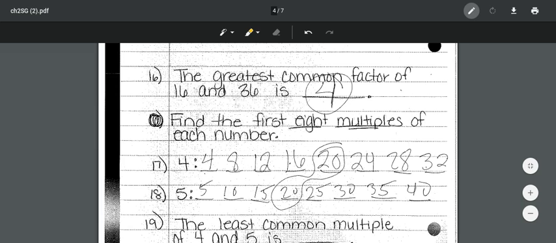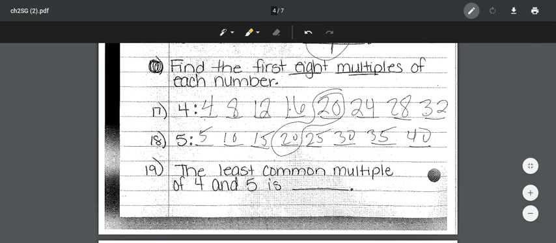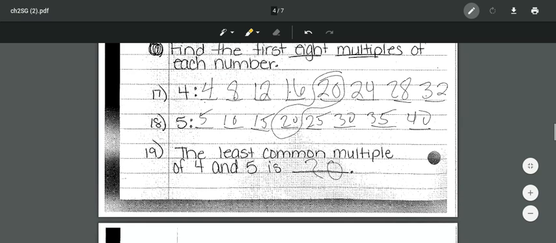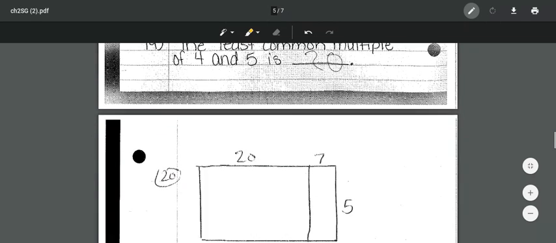Okay, and that's pretty much it. So what is the least common multiple or the lowest number that they have in common? That is 20. Okay, so you just need to make sure it's kind of like factors where you are comparing the two and then their factors, you're finding the greatest common factor. This one you're looking for the least common multiple.